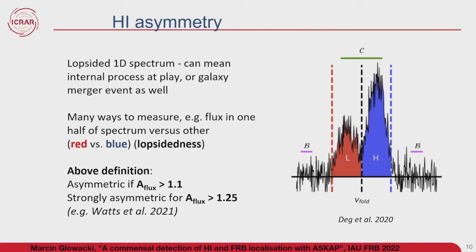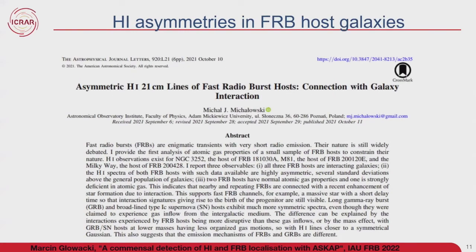Now, this is of interest because in the Michałowski paper released last year, they looked at the HI spectrum of host galaxies. And they noticed that at the time there were only 3, one being the Milky Way, which we know is undergoing mergers. And for the other 2, their spectra were highly asymmetric. And they concluded that this was because of a recent interaction, star formation, and this would support or enable fast FRB channels. For example, a progenitor that's a massive star, we will show it later.